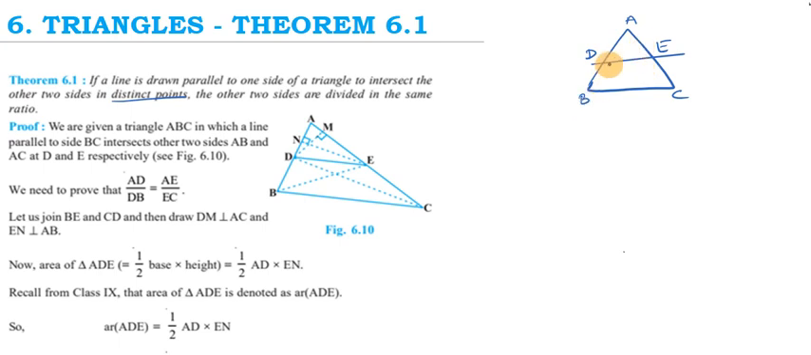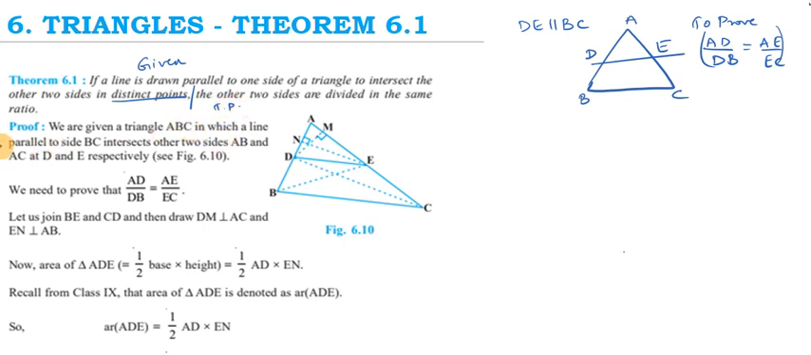In that case, the other two sides, AB and AC, are divided in the same ratio. That means AD by DB should be equal to AE by EC. This is what is given in the second part of the statement, that means we need to prove this. So what is given? We are given that DE is parallel to BC. This is the given data, and the second part is what we need to prove.